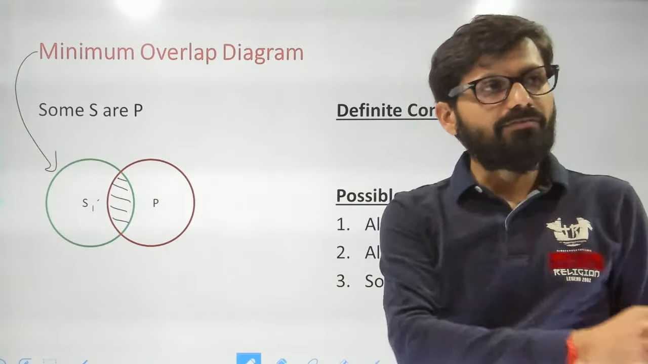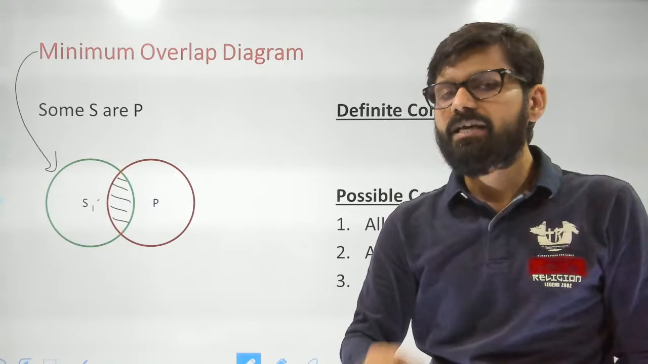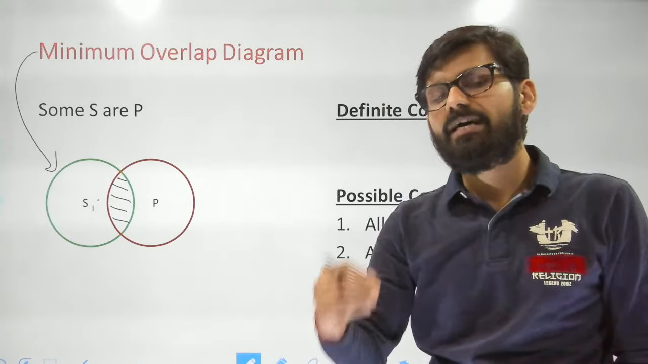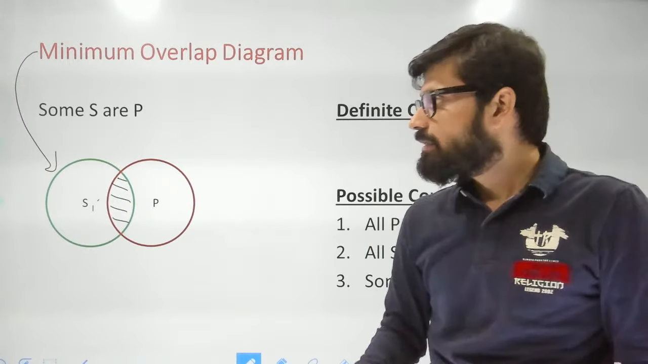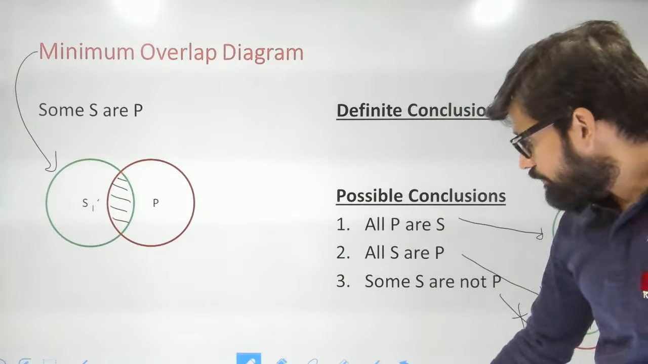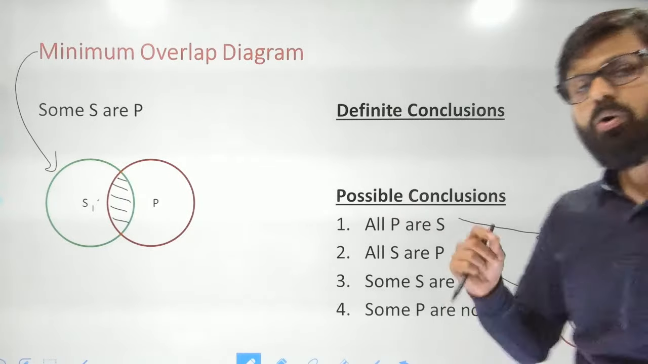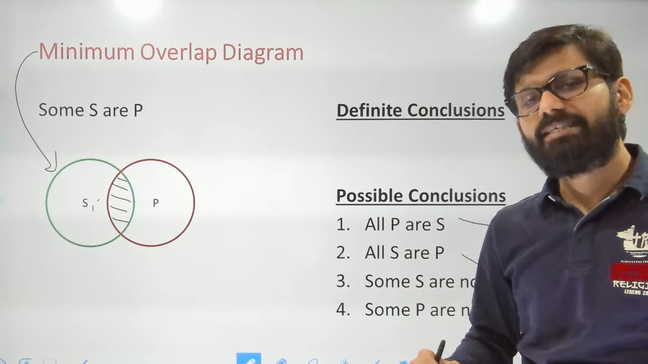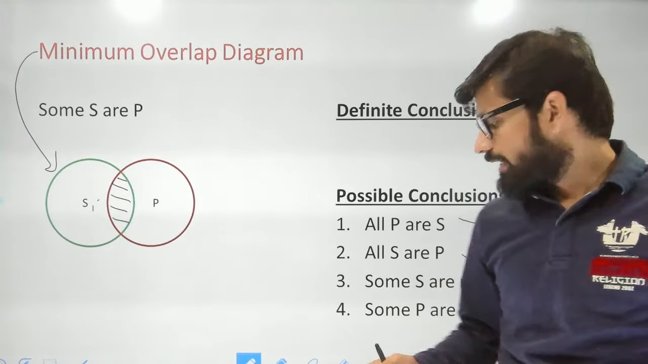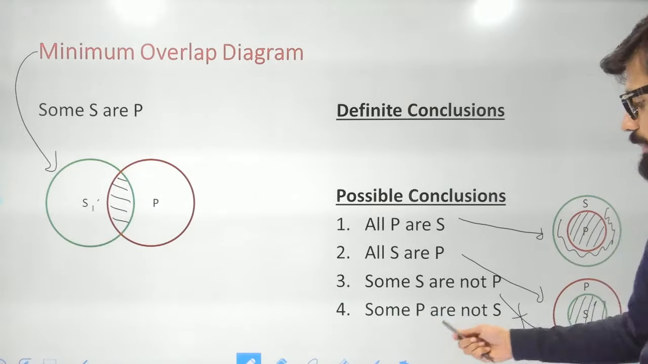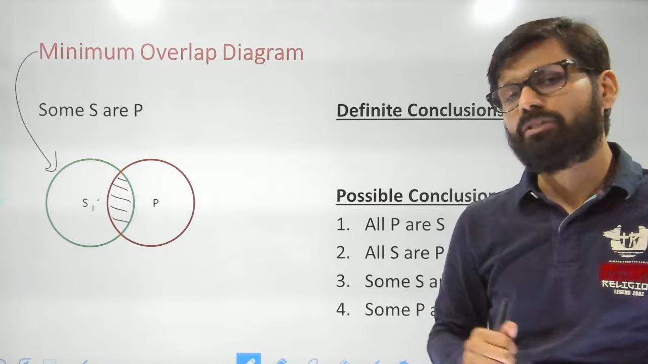Agar hame de rahe hain some whales are mammals, to isse ye follow nahi karta, some whales are not mammals. Some se some not follow nahi karta. It is only a possibility, right? And for similar reasons, some P are not S is also only a possibility. You can let me know in the comments as to why some P are not S does not follow. It is only a possibility.